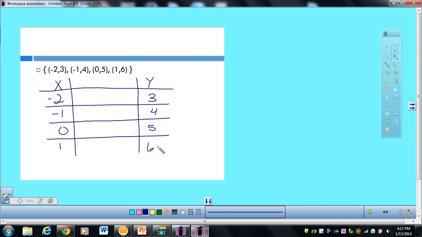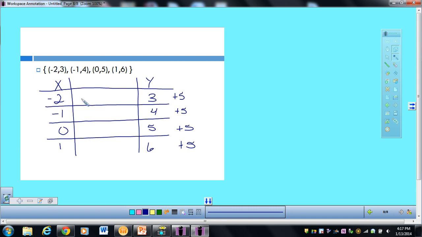Okay, I have that 0 again, so let's go ahead and use it. I went from 0 to +5, so that was +5. Can I do that with the rest? If I add 5 to 1, do I get 6? Yes. If I add 5 to -1, do I get 4? Yes. If I add 5 to -2, do I get 3? Yes. Yay. That was so easy.